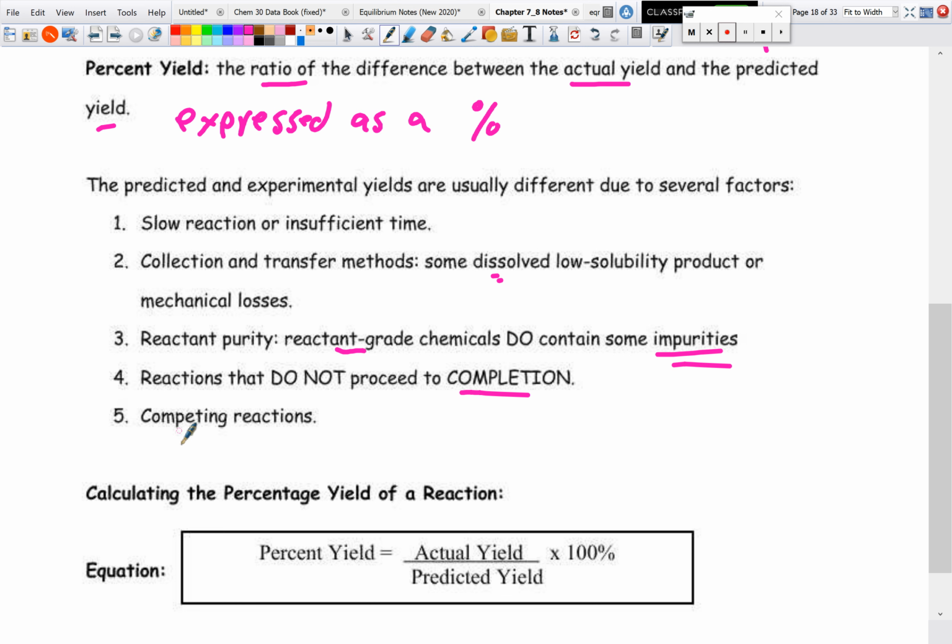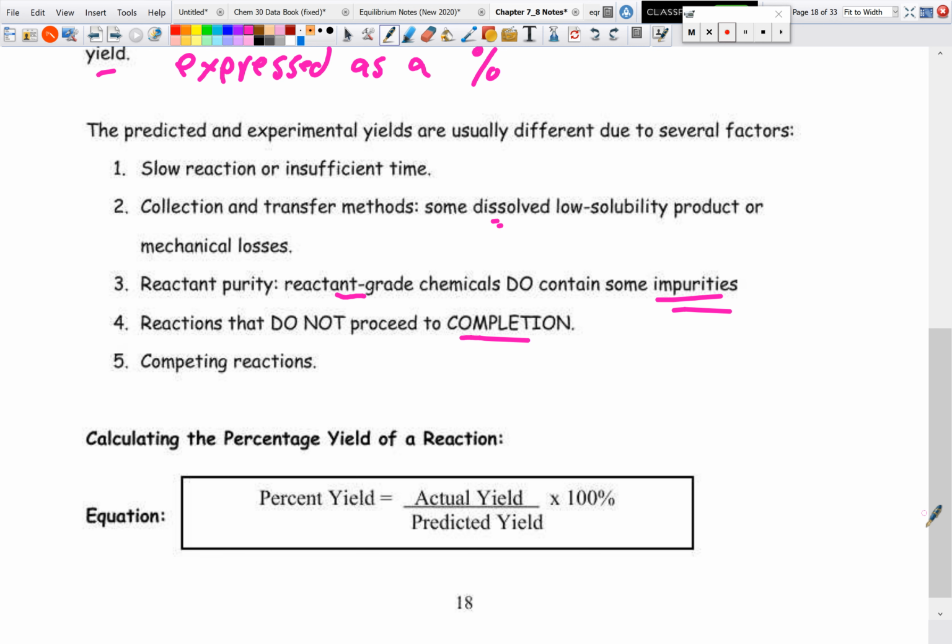And another thing that can happen is competing reactions. This is, for example, like combustion reactions, when normally we write it as carbon dioxide and water vapor being produced. But sometimes we get carbon monoxide being produced. Sometimes there's solid carbon being produced. So we get these competing reactions that can then hinder how much product we can actually get.